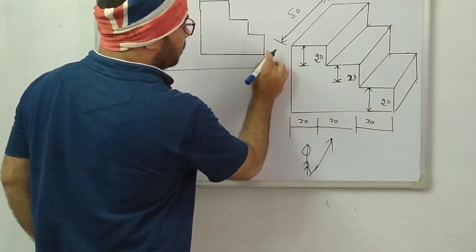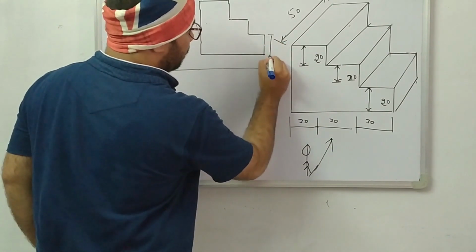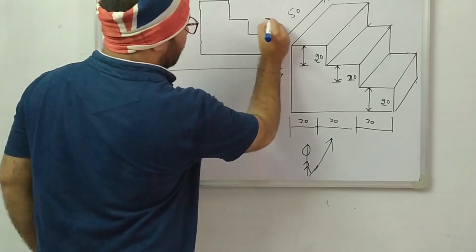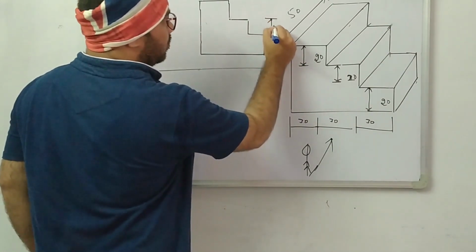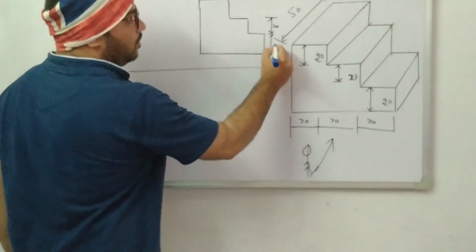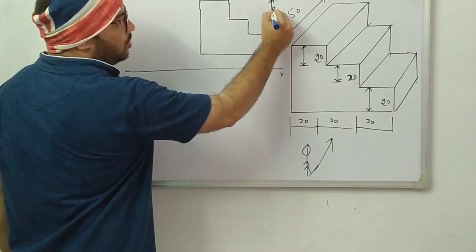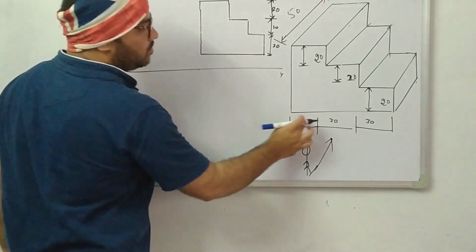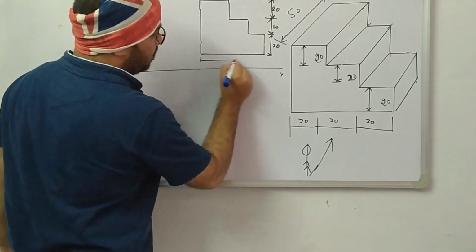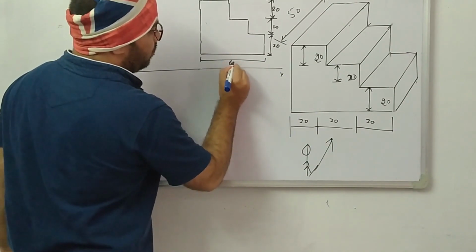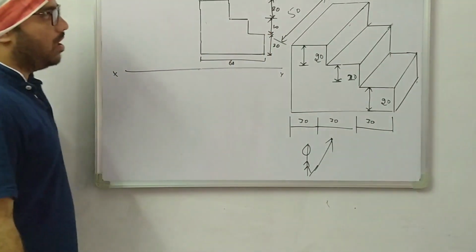So how much is this total height? 20. And how much is this height? 20. And how much is this height? 20. And the total length is mentioned, this is 60. Now we have drawn the front view of the given object.